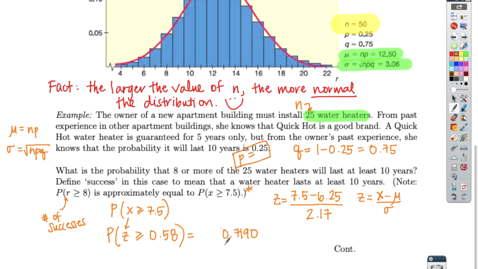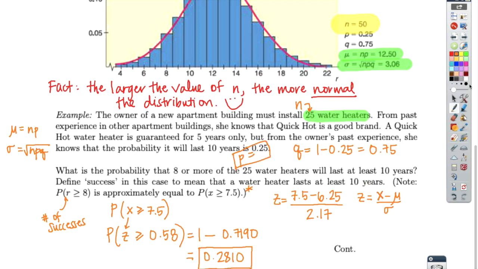But hold on one second, because 0.7190 is left area. Remember, the table always gives you the left areas, where Z is less than. But our problem doesn't say less than or equal to, it says greater than or equal to. So the one last thing I need to do is adjust this by subtracting it from 1, and that's going to find the right area. So 1 minus 0.7190 is 0.2810. That's the probability that 8 or more of these water heaters will last 10 years.